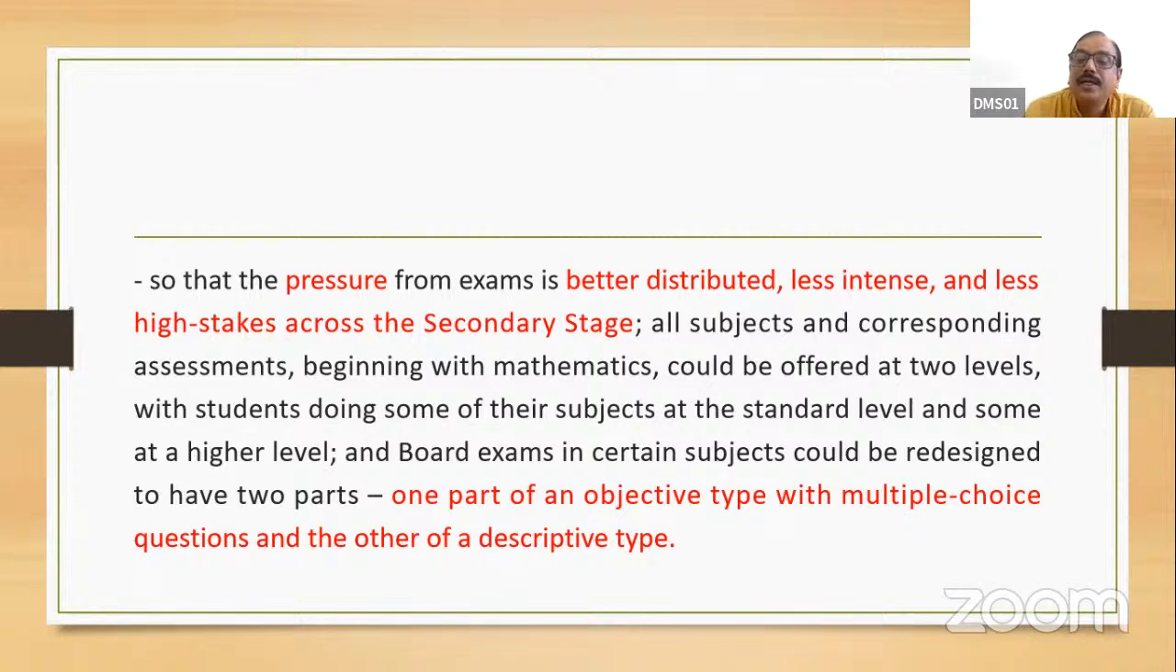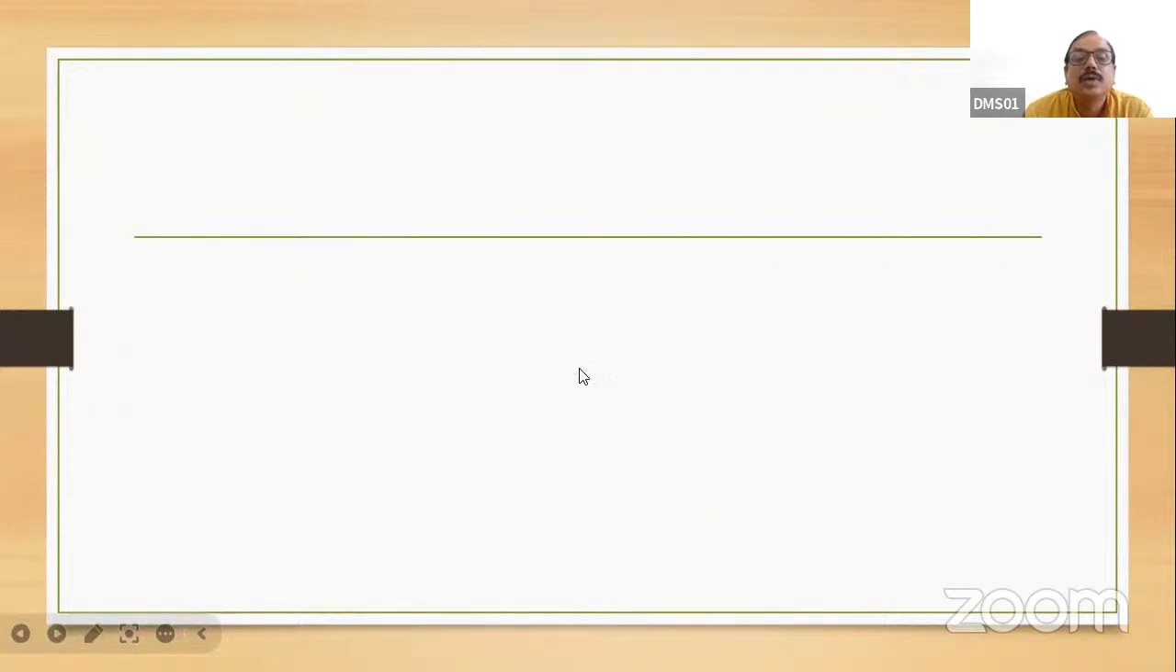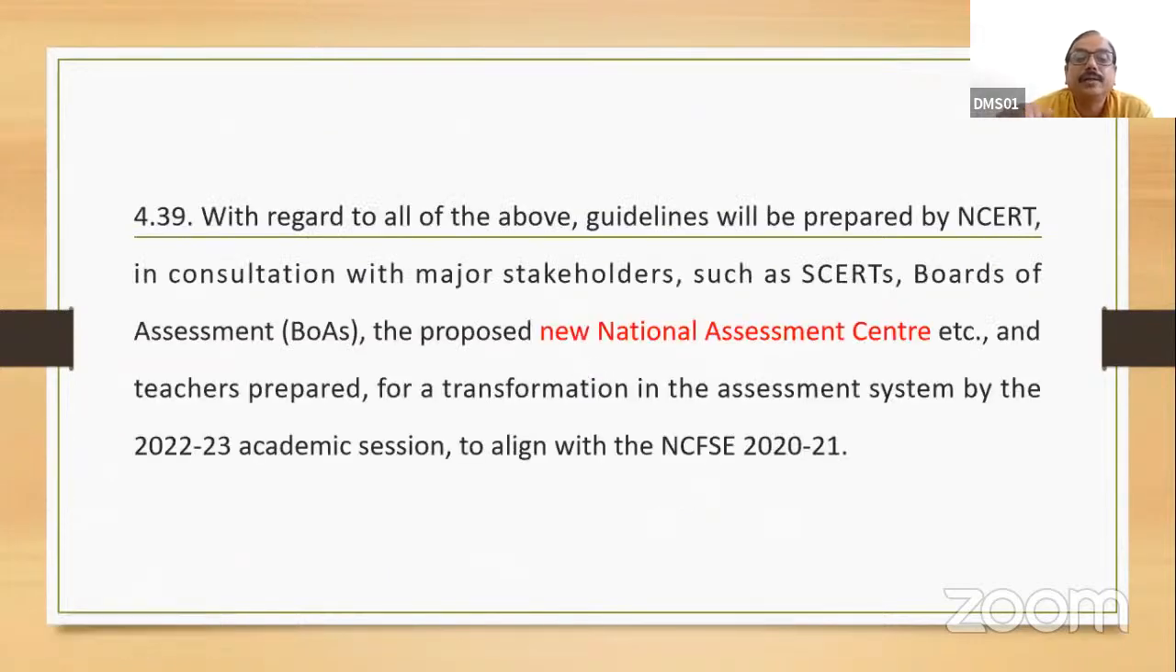So it will have two components. One part will be objective type with multiple choice questions. Another part is of the descriptive type. In both cases, emphasis is given on testing of higher order skills and higher order knowledge abilities, which should be your core testing areas. So that is what is to be looked at.